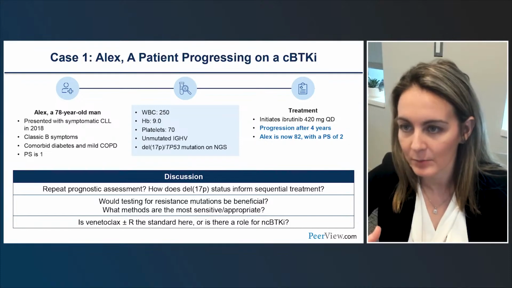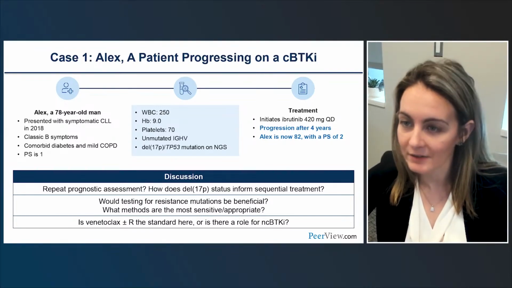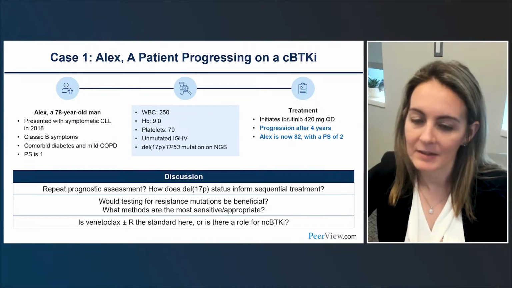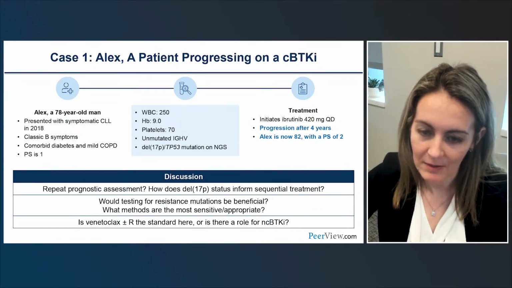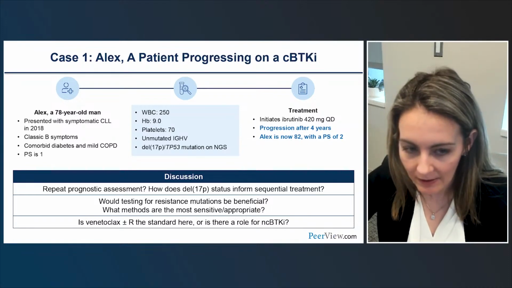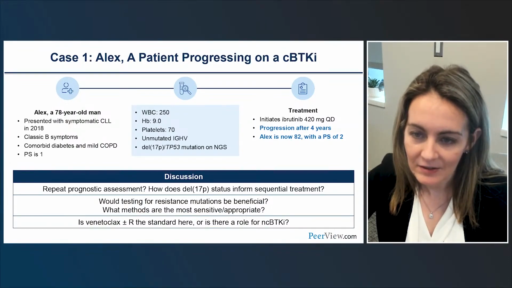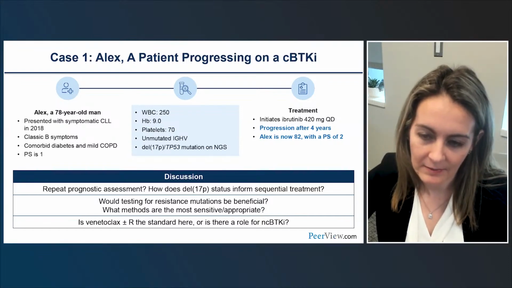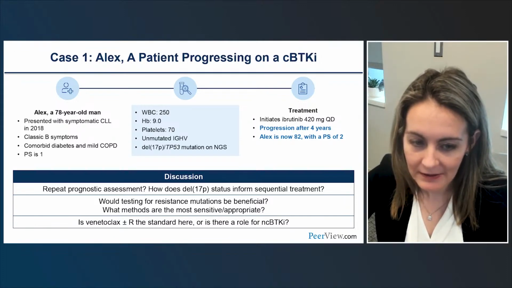Is the patient clinically progressing? Because these mutations can actually occur prior to clinical progression. And so while it is additional information, it doesn't make the decision to change therapy or not. And I would say it's not standard, but if available, can add some additional information. And then I think Dr. Coombs hit really nicely on this.